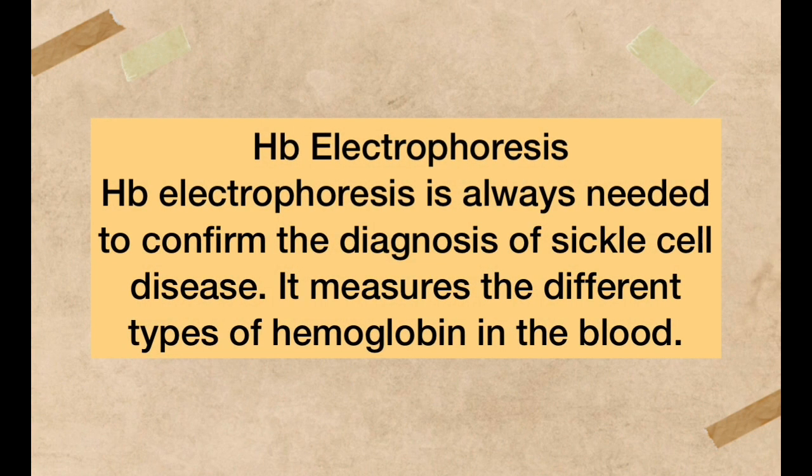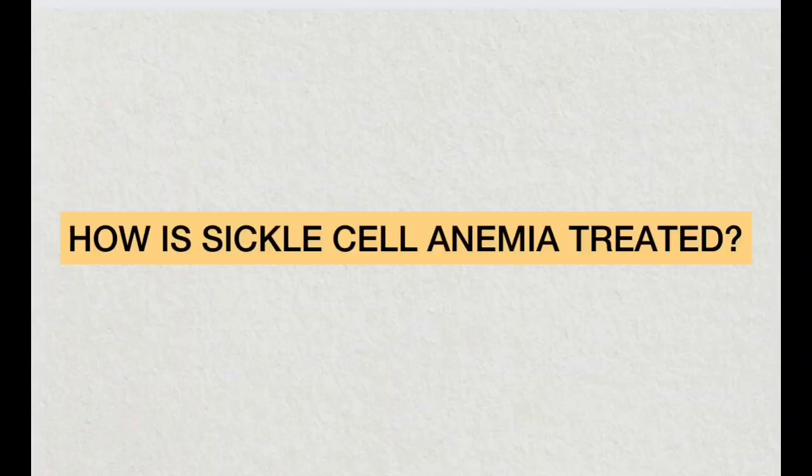Hemoglobin electrophoresis is always needed to confirm the diagnosis of sickle cell disease. It measures the different types of hemoglobin in blood. The following are methods by which sickle cell anemia can be treated.